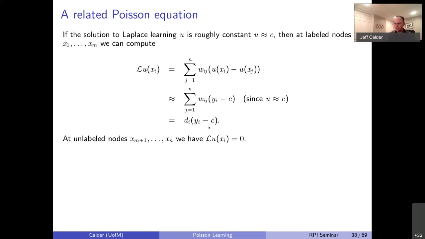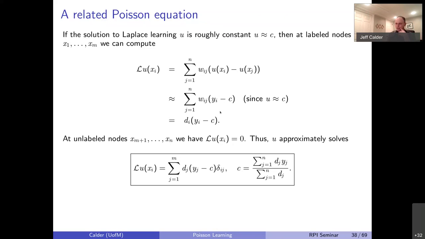At the unlabeled nodes, it's harmonic on the graph, so Lu is equal to zero. So you end up with this Poisson equation: when you're in this low label rate regime where you have these spikes and a constant label function, that function should solve this Poisson equation, where you put point sources and sinks on the right-hand side in place of hard label constraints.